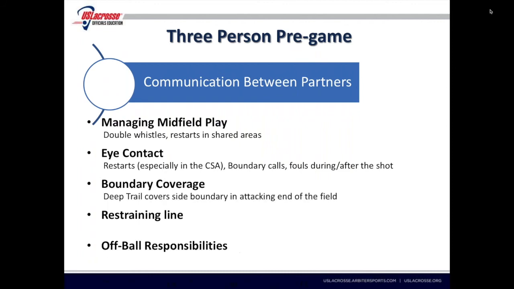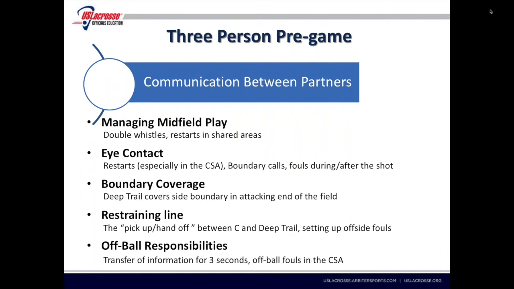In terms of boundary coverage, is the deep trail getting wide to handle the sideline calls so lead can stay closer to the CSA? With the restraining line, discuss how to hand off the line. Who does what for setting up offsides fouls? And off-ball responsibilities. Making sure the important information is conveyed and handling off-ball play in the CSA.